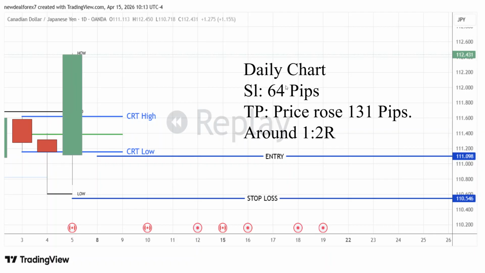So the stop loss here was 64 pips, and price rose about 131 pips in one day. And that was close to about 1 to 2 risk to reward. So I'm not teaching about scaling in or anything like that. This is just one entry, set it and forget it.